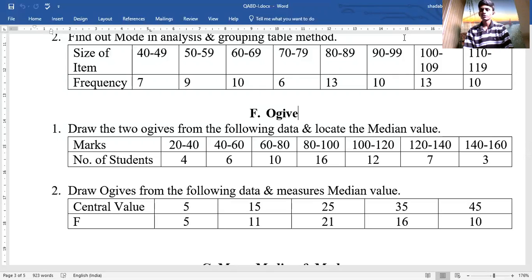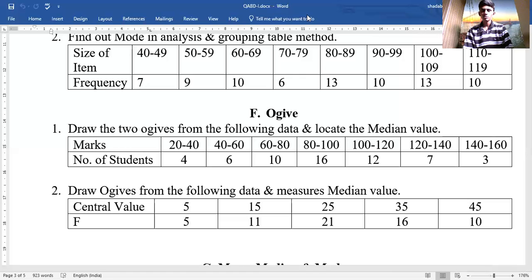Here in OGIVE we won't use formula. We will directly use graphical presentation. We will use graph. On the basis of graph, we will see intersection between cumulative frequencies, that is more than and less than cumulative frequencies. The intersection will be our median value.